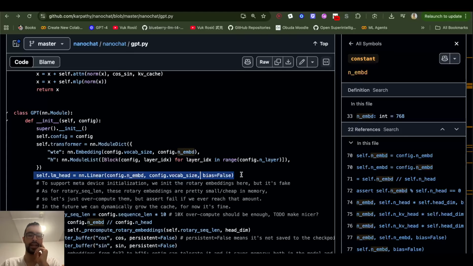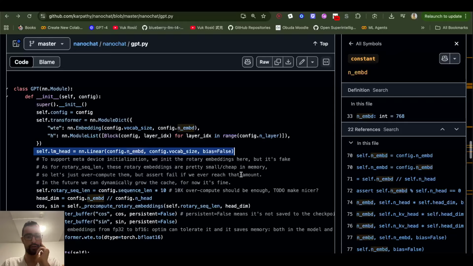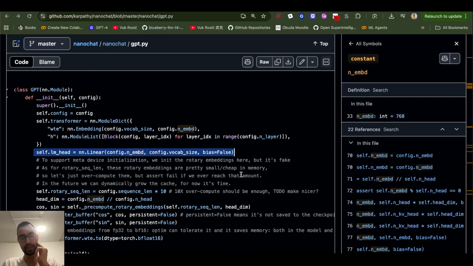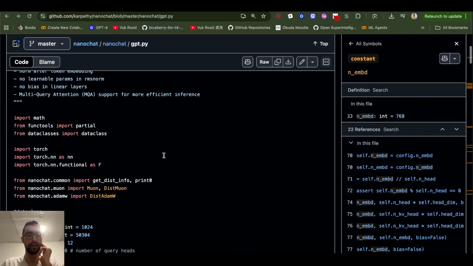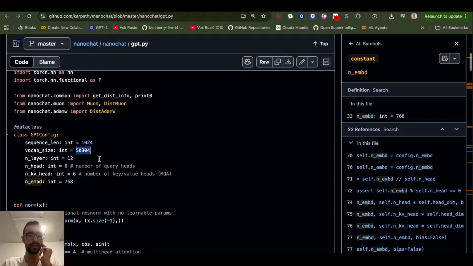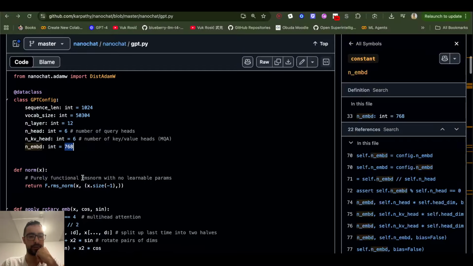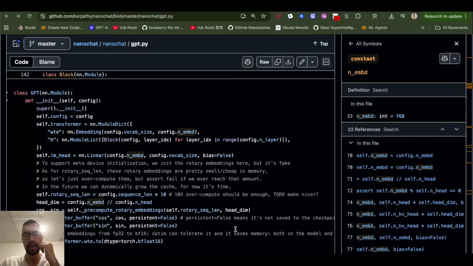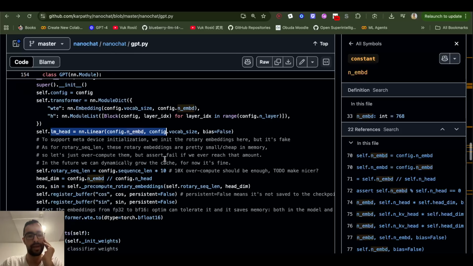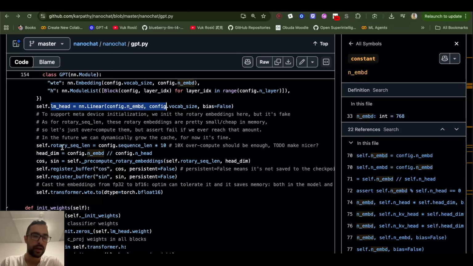So this actually can get huge. This single layer can be absolutely massive. I don't know if he deals with that or this model is not so big. Its vocab size is 50,000 times this 700. So this can be the biggest one. Especially in these small models, this LM head can be a third of the model's memory. Here we got rotary sequence length.